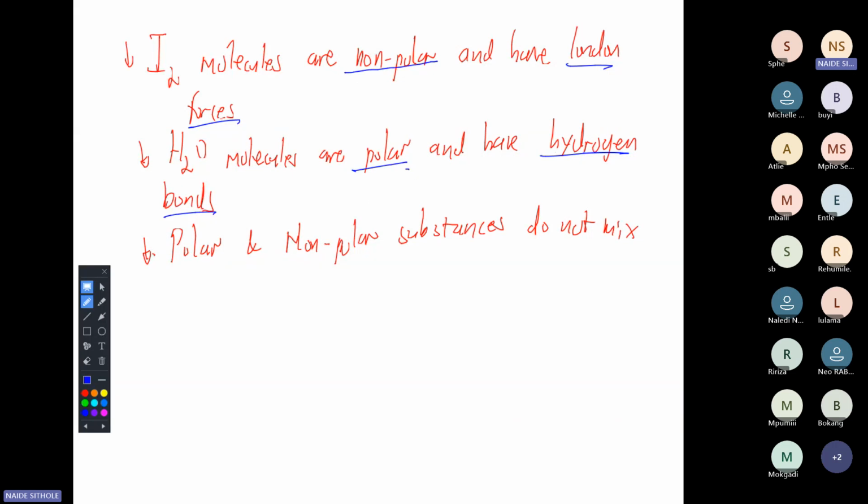So you have explained. 1, 2, 3. I2 molecules are nonpolar and have London forces. H2O molecules are polar and have hydrogen bonds. Polar and nonpolar substances do not mix. So if it was a polar with a polar, yes. A nonpolar with a nonpolar, yes.